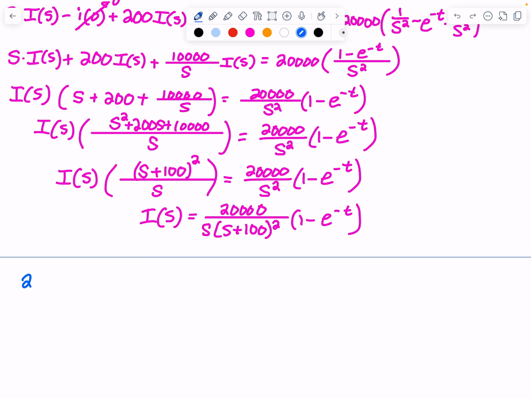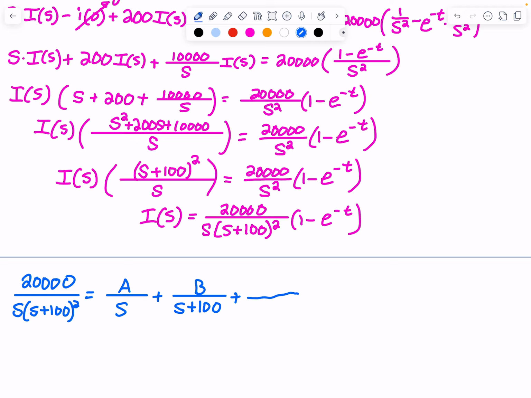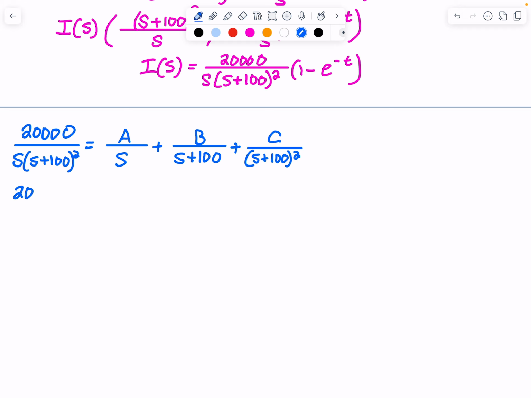I'm going to do a fraction decomposition. 20,000 over S times S plus 100 squared is going to be A over S, B over S plus 100, and then C over that squared. All right. If I follow out the fraction decomposition, I multiply, I get 20,000 equals A times S plus 100 squared. I get B S times S plus 100, and then a CS.